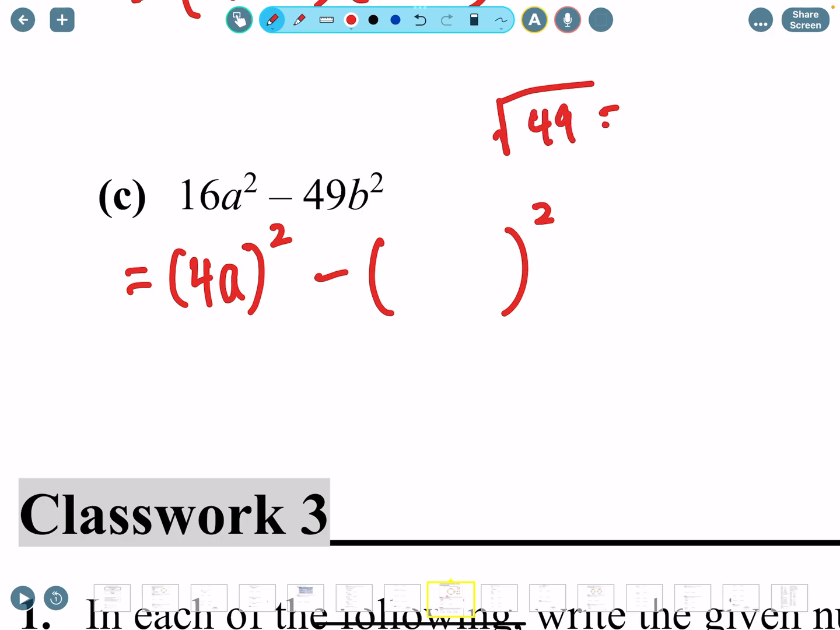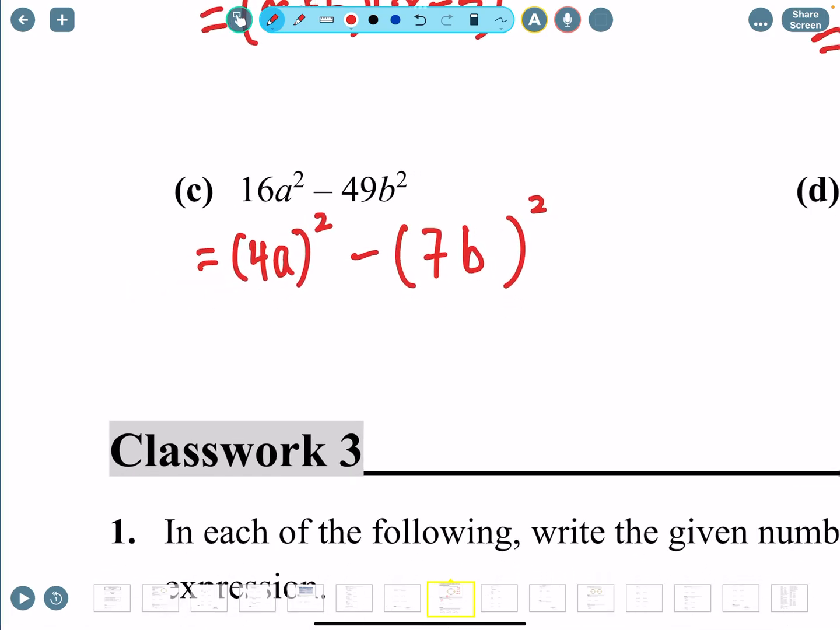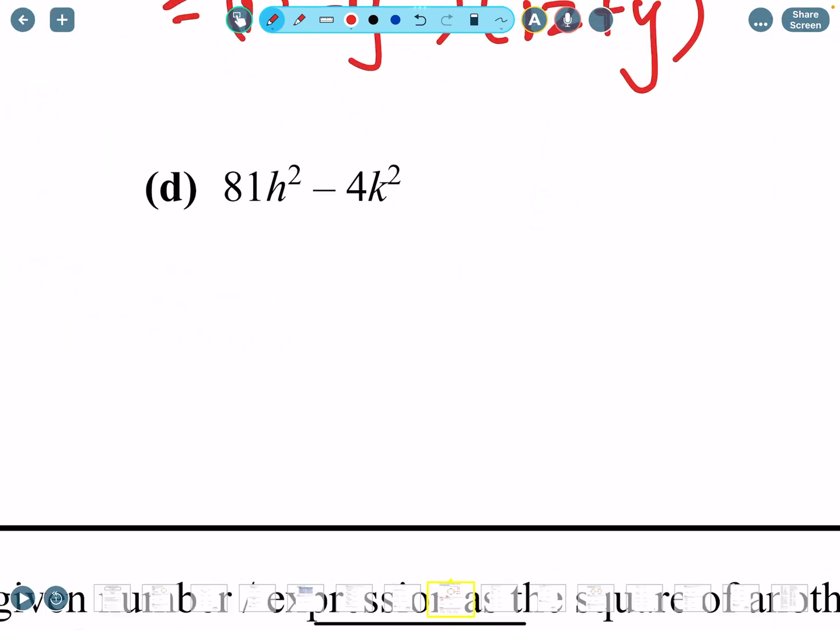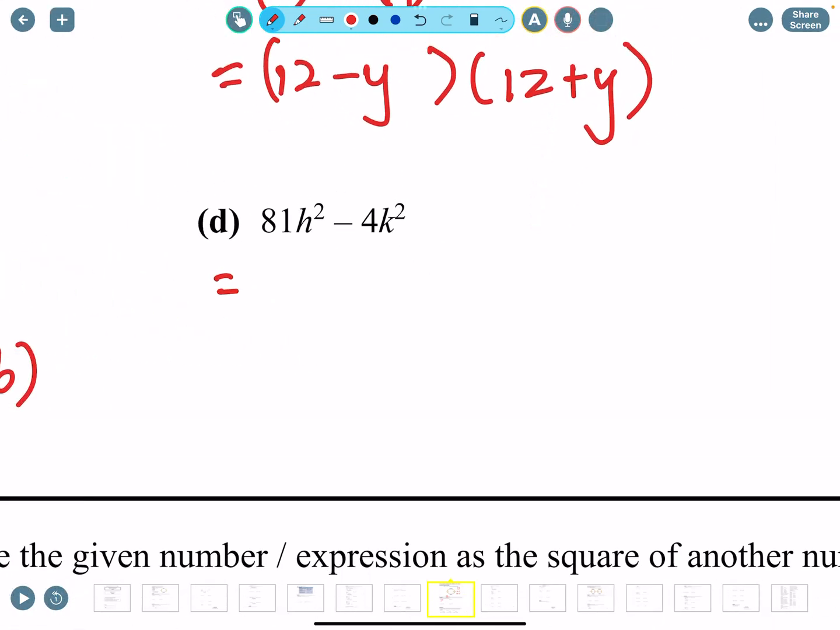Now this one is another one that we need to change to a square. 49 will be 7 square, so your calculator can help you figure out that 49 is actually 7 square, and b square is just b square. So now we have the square form of the number. We can change it to plus and minus, (a plus b)(a minus b), which is (4a plus 7b)(4a minus 7b). Okay, so another one similar.